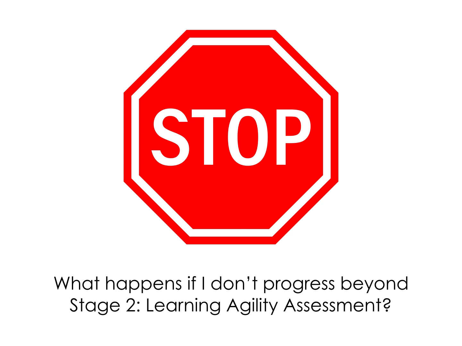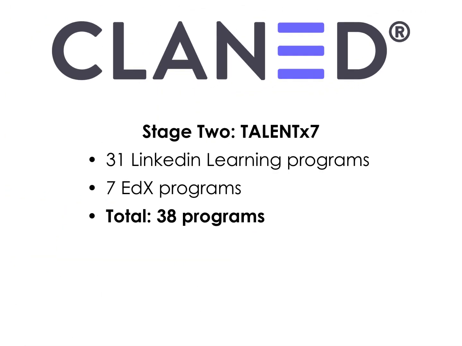So what happens? Exactly the same as those people that don't progress from stage 1. You will be given access to a Claned board for Talent 7 which has 38 programs aligned to the 7 facets of the tool. So the idea is you can take your data, work out where your gaps are, and then target your own development through LinkedIn Learning programs, and there are 31. So again, they're shorter programs that range from 30 minutes to about an hour and a half. And there are 7 longer edX programs that are organised according to those 7 facets.